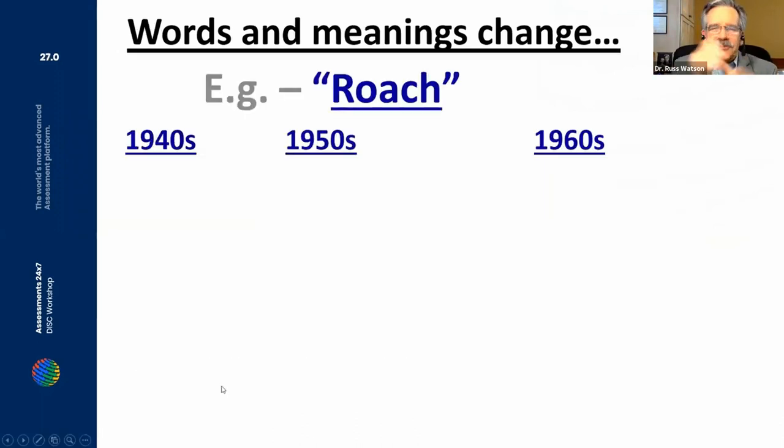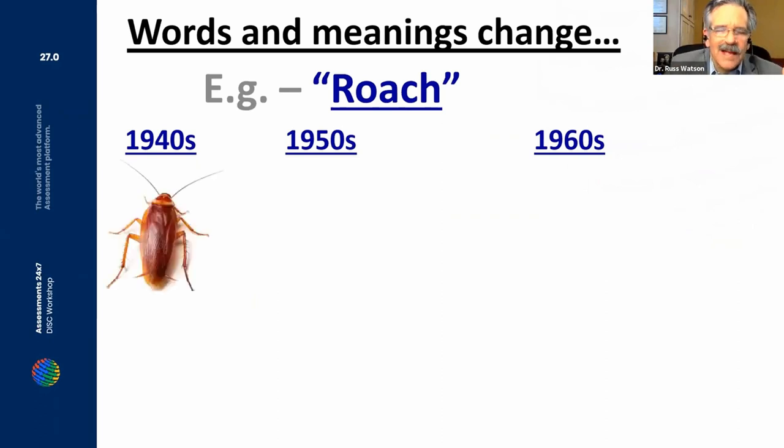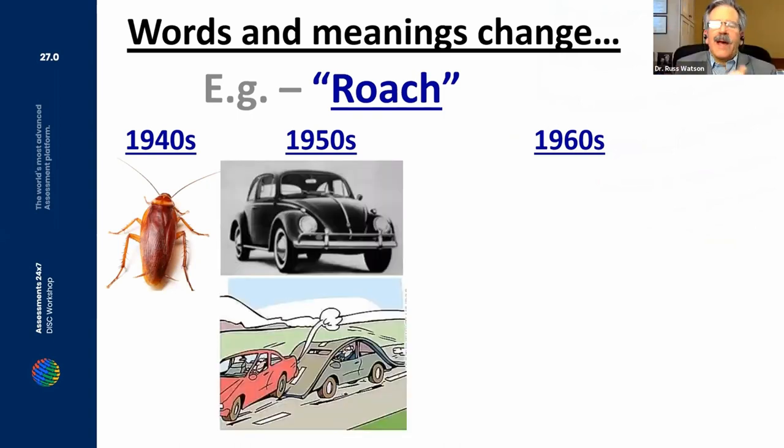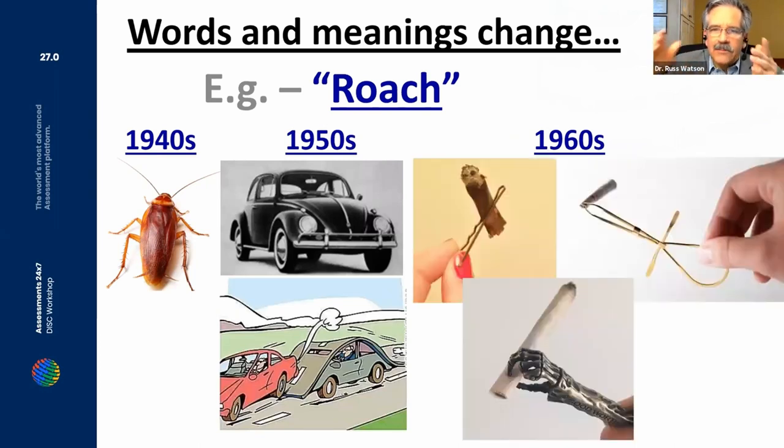Words all changed. Let's just take one word, 40s, 50s, 60s, the word roach. In the 40s, roach was a bug that you sprayed, stepped on, or kicked out of the house. In the 50s, if you had a roach, you had the slowest car on the block. That was the roach. In the 60s, of course, a roach was the butt end of a doobie, a blunt, a marijuana cigarette. Each of these roaches are being held by a roach clip of varying degrees of affluence, from more expensive to least expensive on the roach clips.